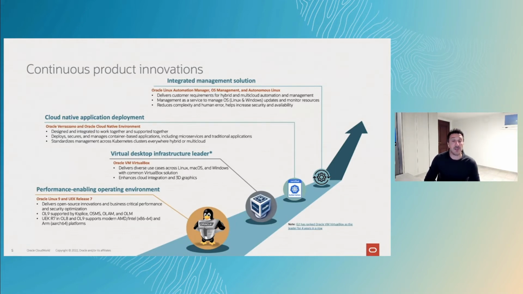And last but not least, on Oracle Cloud Infrastructure, we also today have Autonomous Linux, right? Autonomous Linux is an option available on Oracle Cloud Infrastructure. It's built on top of Oracle Linux, and it's going to be the autonomous solution. Unique in the market, so there's no real other solution that gives you this kind of service. And obviously, Autonomous Linux reduces complexity and human error, as well as helps increase the security and the availability of your services.